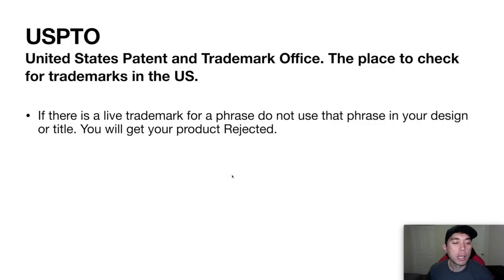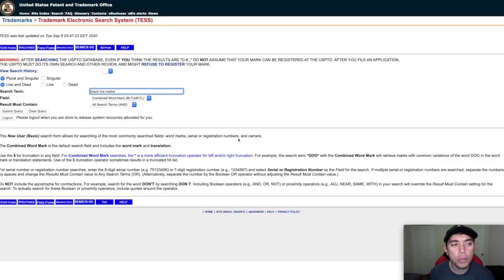The next one and the last one we're going to do today is called USPTO. So this is where you can check your trademark. USPTO stands for United States Patent and Trademark Office. This is a place to check for trademarks in the US. For those other marketplaces, you'll have to check their own places, but this is for US. And let me show you where this is.